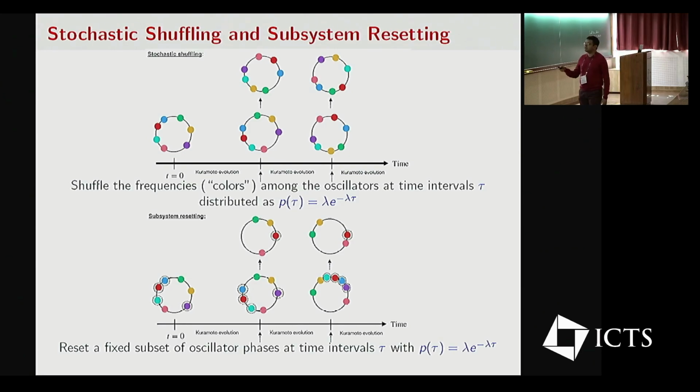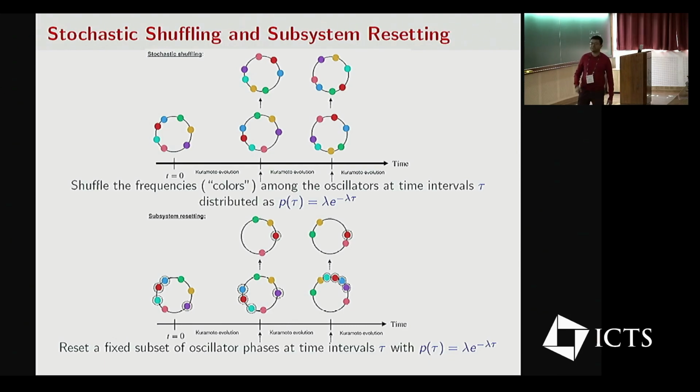Then what I do is I let the system evolve with this initial condition for a random time, and I then shuffle the frequencies. That is to say, I shuffle the colors. I am red, and at this instant I become blue, and a red colored particle becomes blue, and a blue colored particle becomes red, and so on. Then I let the system evolve for another random interval, and then again I shuffle the frequencies. That is to say, I shuffle the frequencies among the oscillators at random intervals taken from a Poissonian distribution, from an exponential distribution.